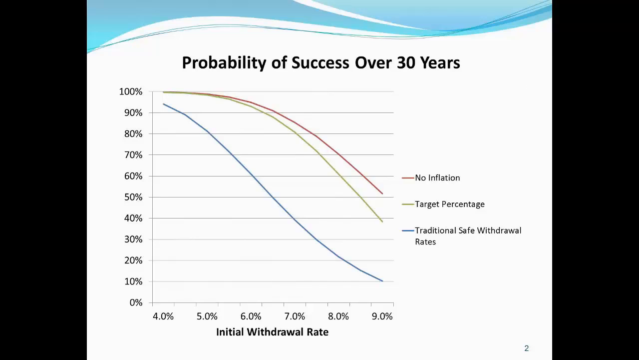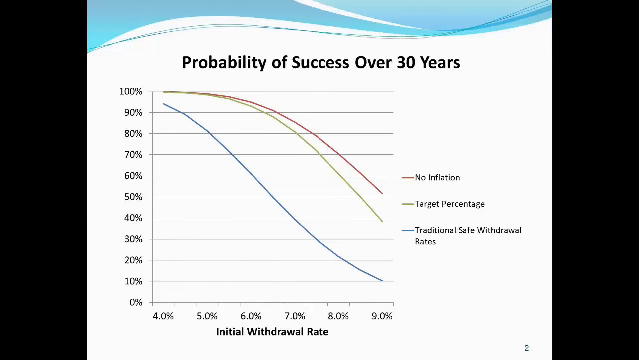This is the probability of success over 30 years of a portfolio of 50% stocks, 50% bonds. You can see that the blue line is what we call traditional safe withdrawal rates, which is the concept that most safe withdrawal rate studies are based on, which is that you take an inflation increase every year. The red line is if you take no inflation increase. So if you start out with a 4% initial withdrawal rate, you just take the same dollar amount every year.